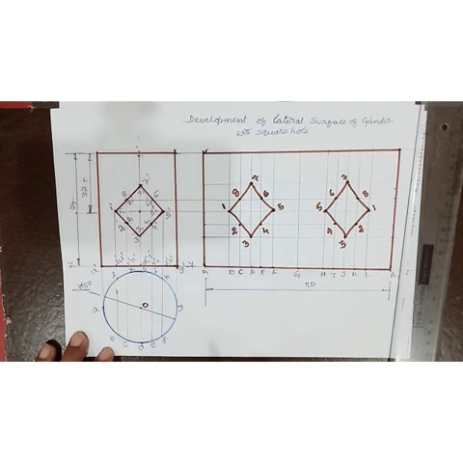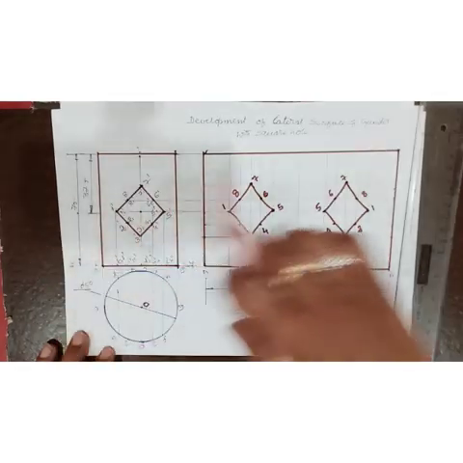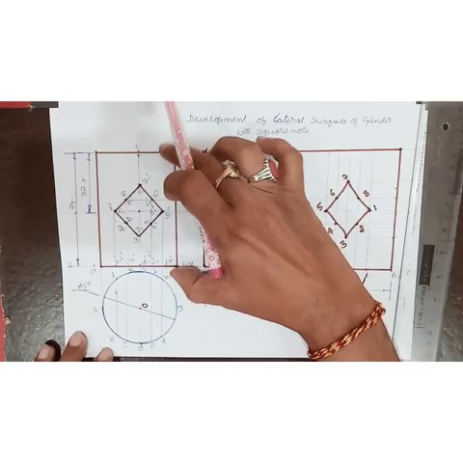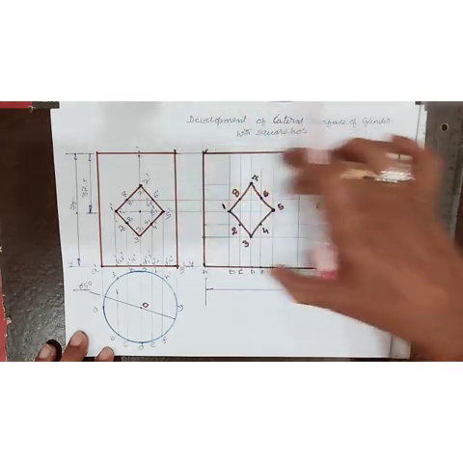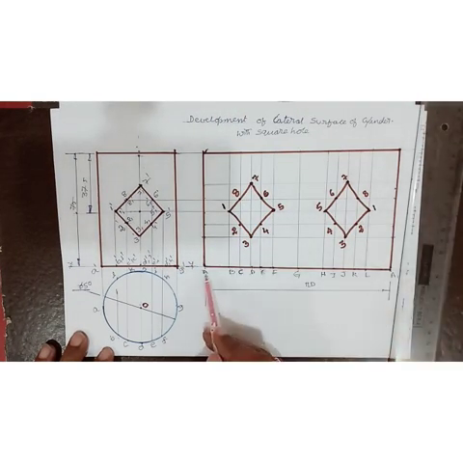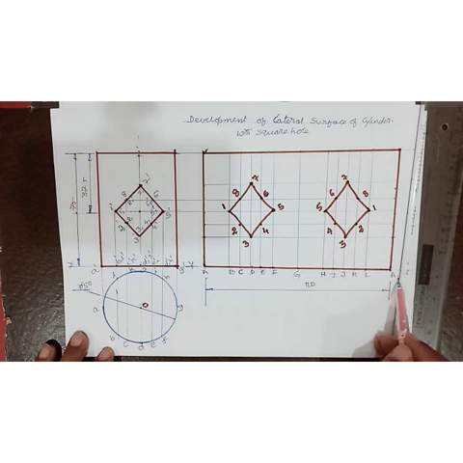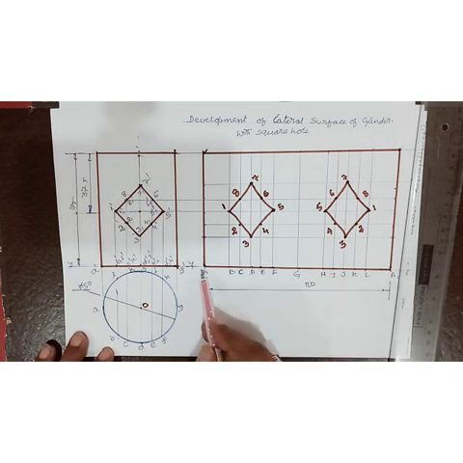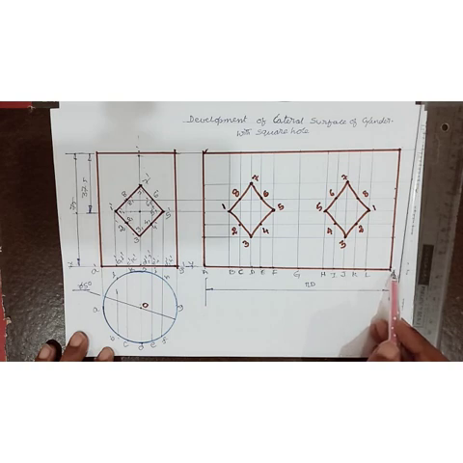For the development of this, we have to use the stretch out line method. From the bottom base as well as top base, draw two stretch out lines. Then locate a point A. See that AA1 is equal to pi d. Then we are not going to divide this AA1 into an equal number of parts.